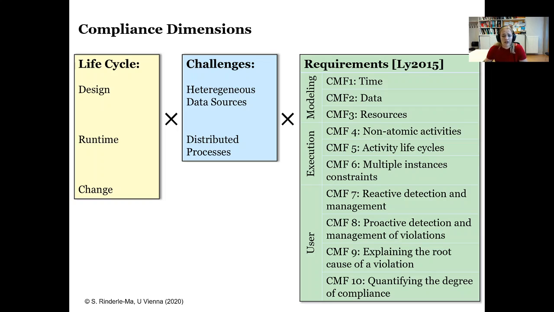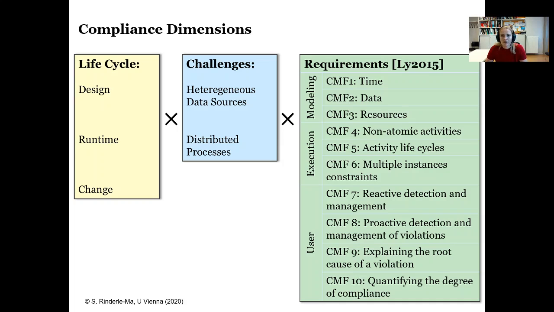So, of course, we can show there has been a compliance violation. Then we can only react to this. But maybe we can also say that during runtime, for example, we might run into problems at a certain point of time, and then we can proactively deal with that. Also very important is to explain root causes of violations or quantify the degree of compliance.